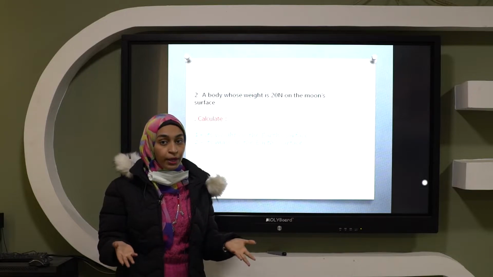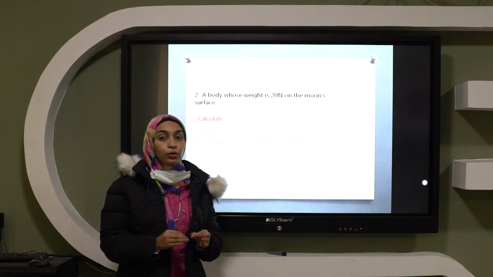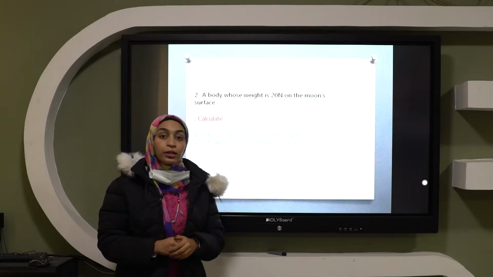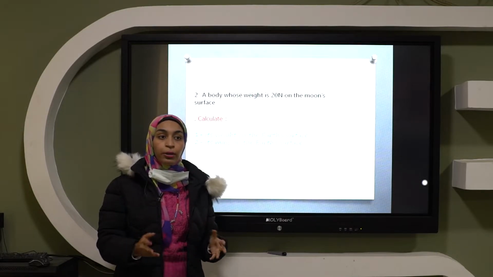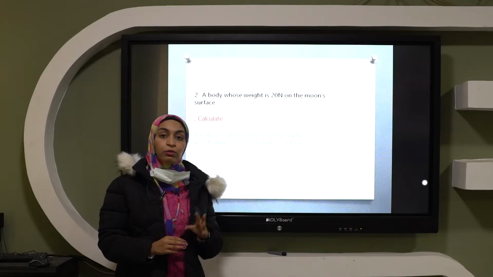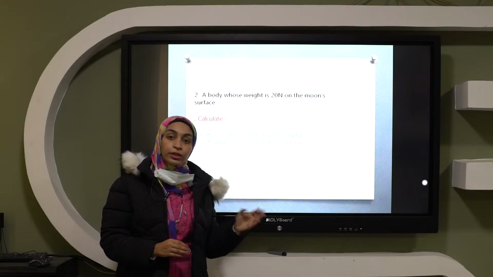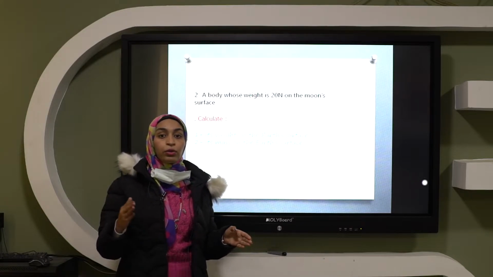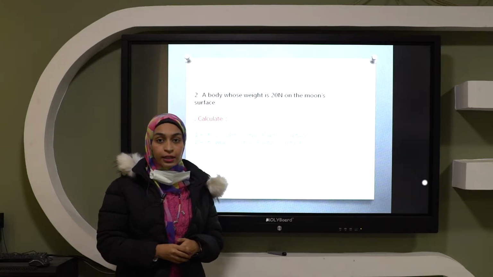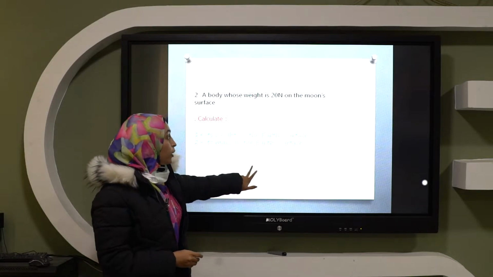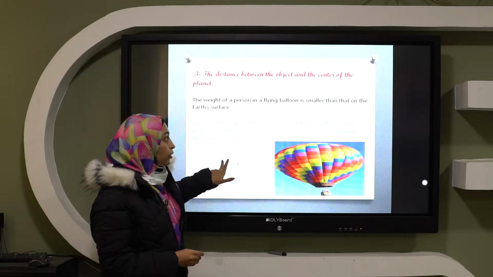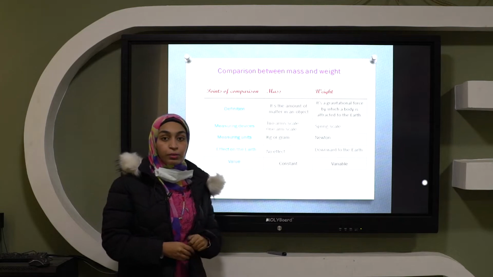But what about the mass? Don't forget that the mass of the object is a fixed value, it doesn't change by changing the place. So if the mass of an object on the Earth's surface equals 60, then the mass on the moon will be 60 kilogram. The last part about Unit 1, mass and weight, is the difference between them.